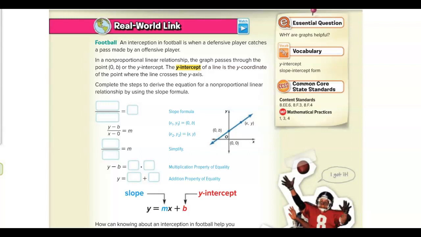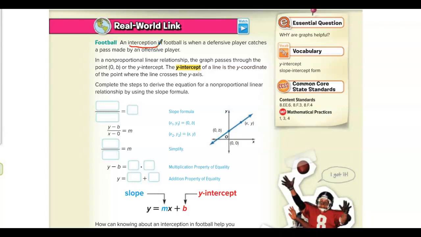If the Bison pass it, we want to pass it to our same team, right? But say we're playing St. Paul and they catch it. That's an interception, okay? We don't want that to happen. So that's interception. You might want to underline that.